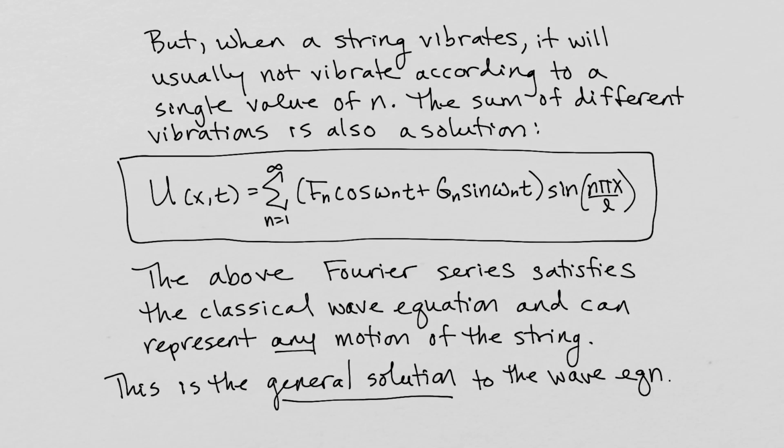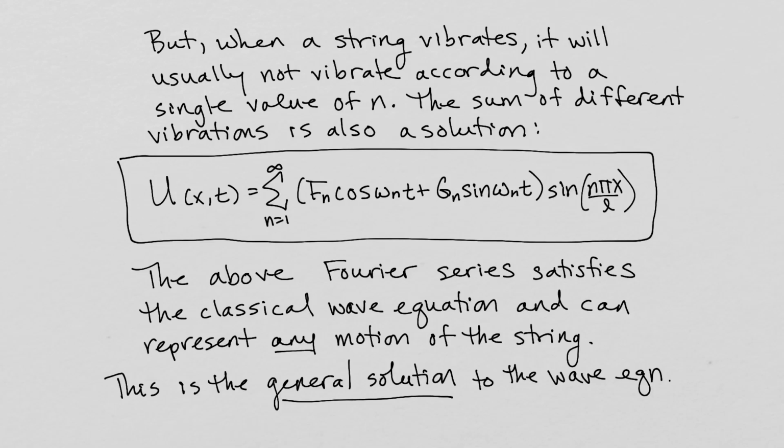So if we put all of those different vibrations together, it turns out that the sum of all of those vibrations is also a solution. So just a little bit of a different notation here. This looks really similar to what we just had before, but just pay attention here. We now have a capital U, okay, big U, and no n in there. So this is going to represent our overall general solution.